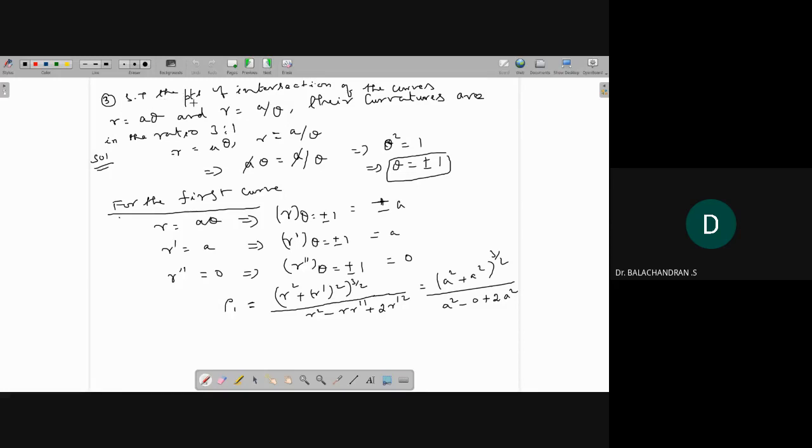Second problem: show that at the points of intersection of the curves r equal to a theta and r equal to a by theta, their curvatures are in the ratio 3 is to 1. This is also an example problem, so don't see your book. Try individually. If you have a doubt, then you can look at your book.